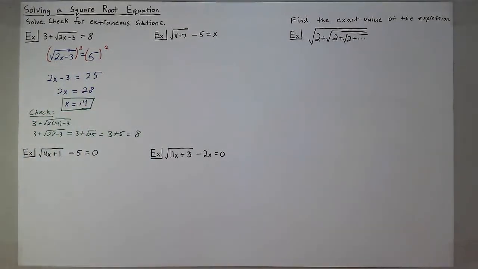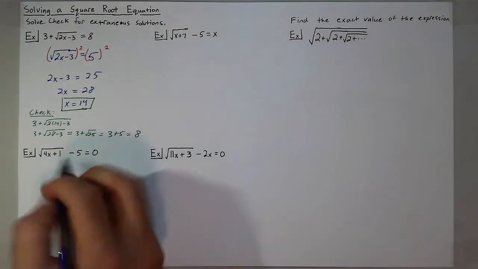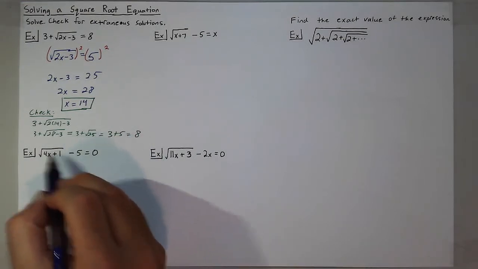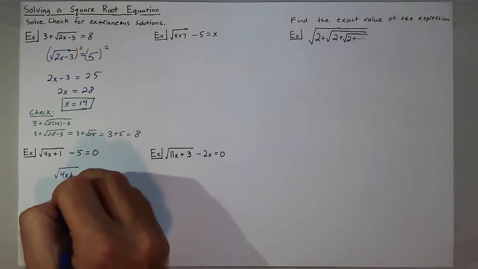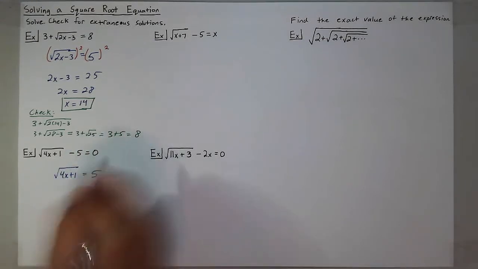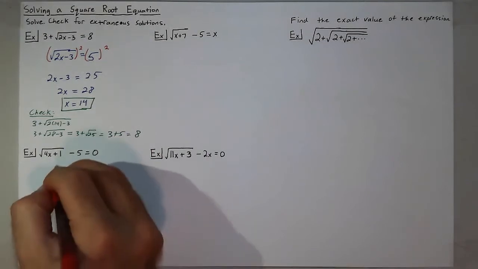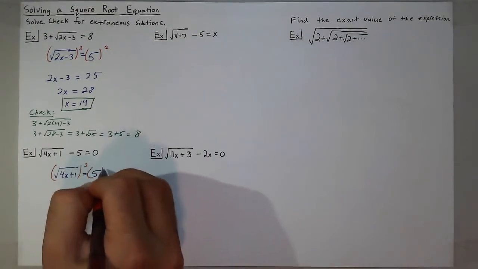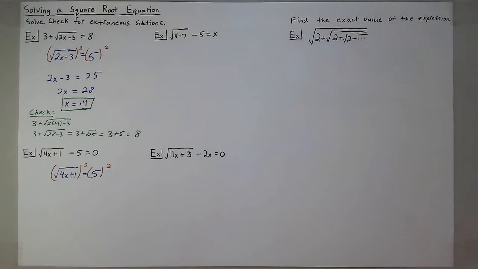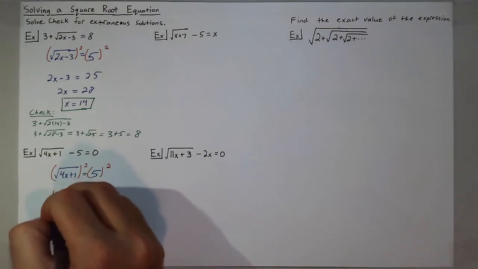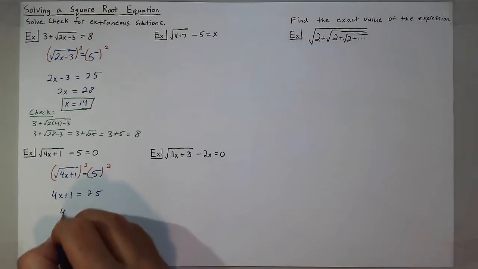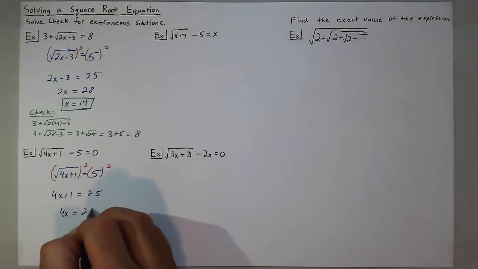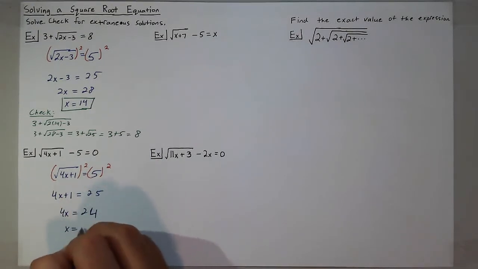So let's do this with another example. So here I want to isolate that radical, so I'm going to add 5 to each side of my equation, giving me the square root of 4x plus 1 is equal to 5. Then we'll square each side of the equation to get rid of the radical. In doing so, I'll have 4x plus 1 equals 25. Subtract 1, then divide by 4, and you'll get x is equal to 6.